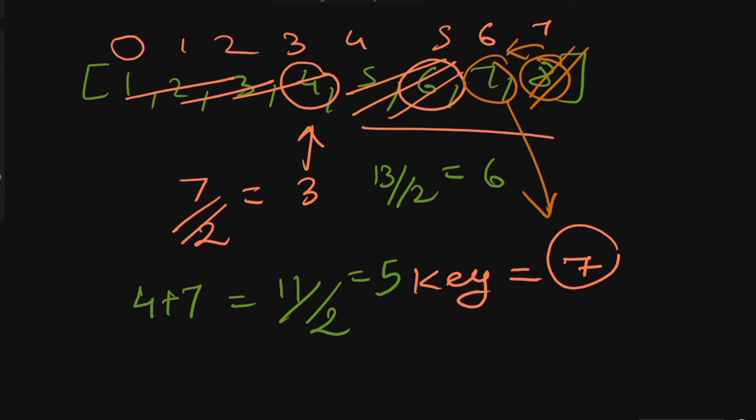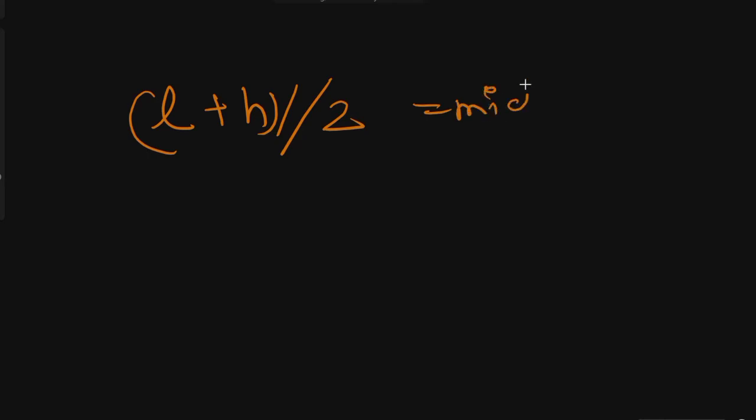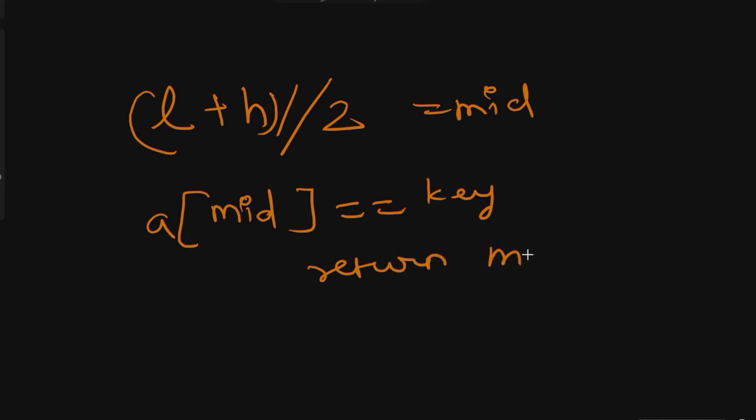So here I can now deduce some formulas. First of all, I have to take lower plus higher divided by 2, in Python terms integer division by 2, and this would be my mid value. Then I have to check whether the mid value is same as the key value or not. So A of mid, let's just take the array as A, equal to key. If this is the case, then we have to return the mid.